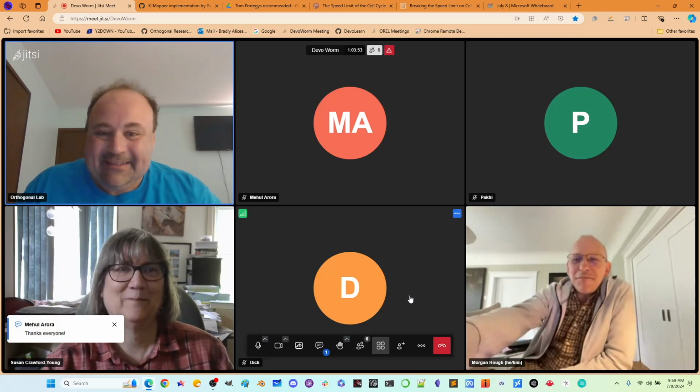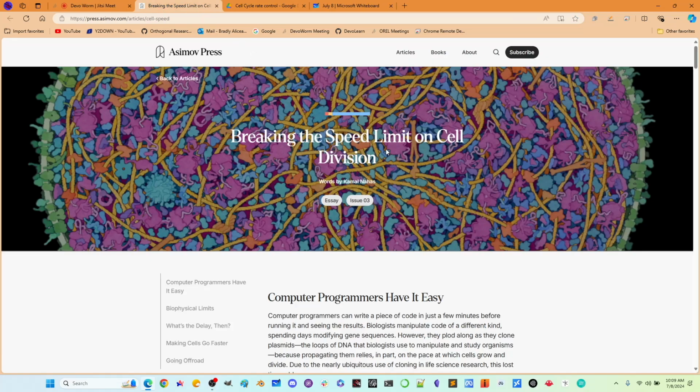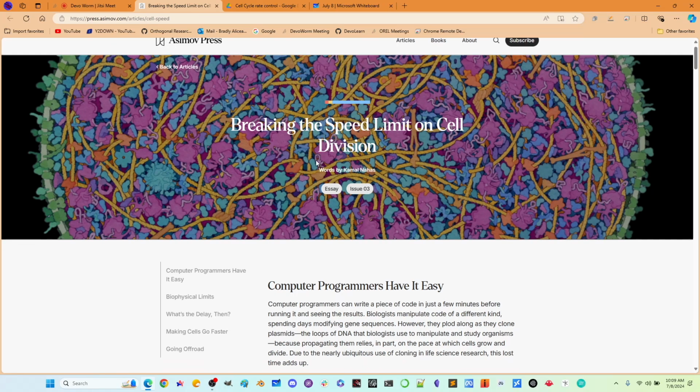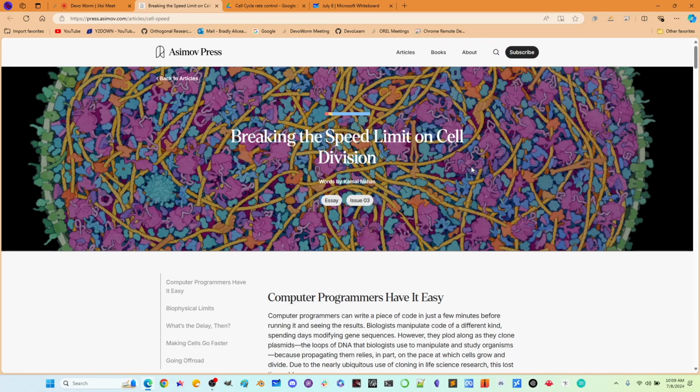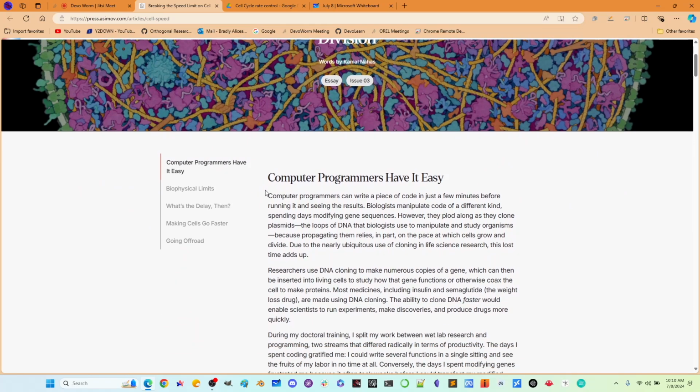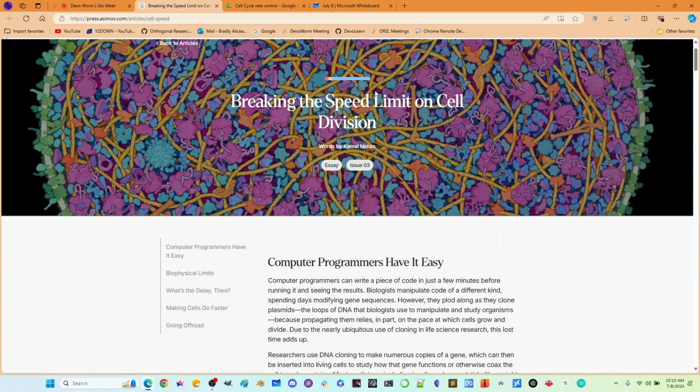All right, now I wanted to cover an article from Asimov Press on breaking the speed limit of cell division, or the cell cycle. So let's start with the breaking the speed limit on cell division paper. This is from Asimov Press, and this is by Kamal Nahas. Asimov Press is a really interesting blogging platform, a short biological story platform. They talk about a lot of issues that are relevant to what we do here. This is an essay from issue 3, and it is about breaking the speed limit on cell division.